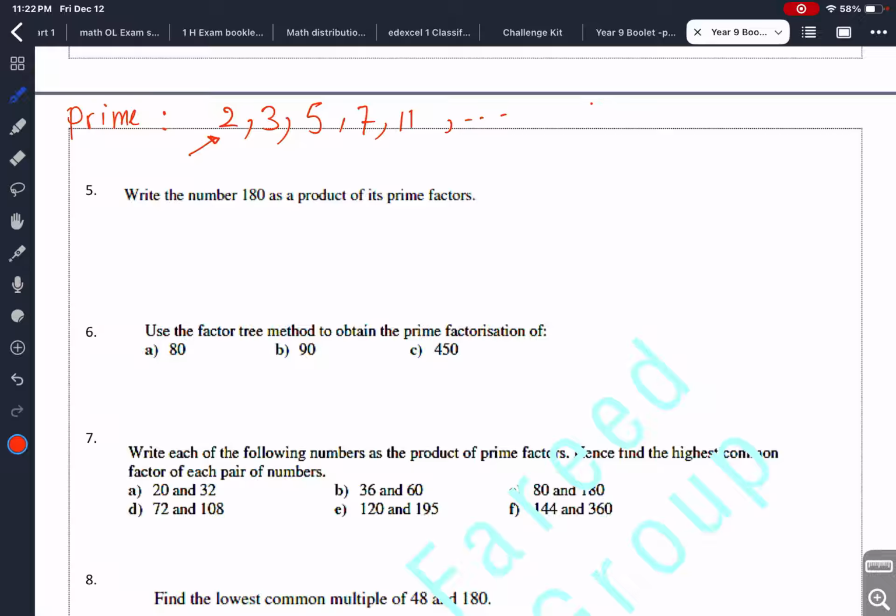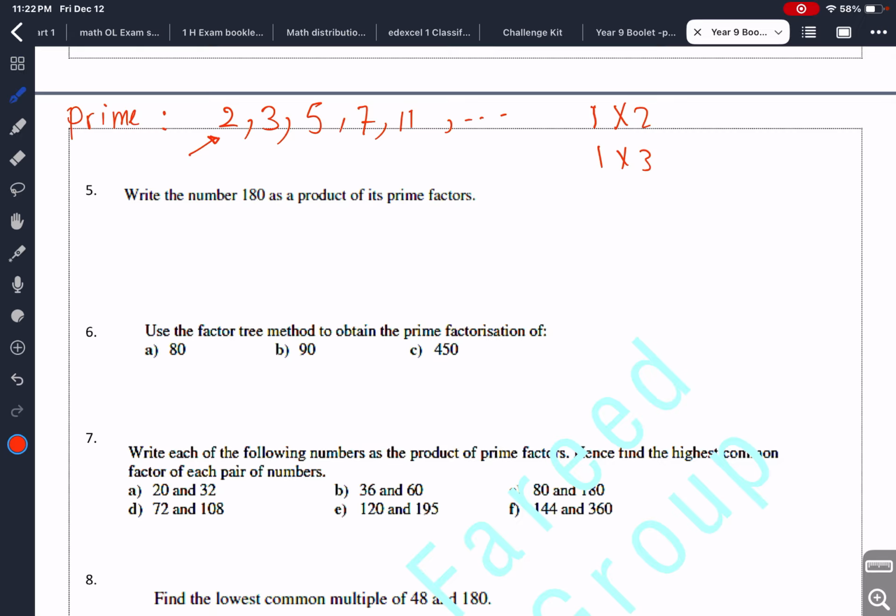What is a prime number itself? A prime number is a number that has only two factors, itself and 1. So if I'm talking about 2, the factors of 2 are only 1 and 2. The factors of 3 are only 1 and 3. There is no other factor. It has only two factors, itself and 1.